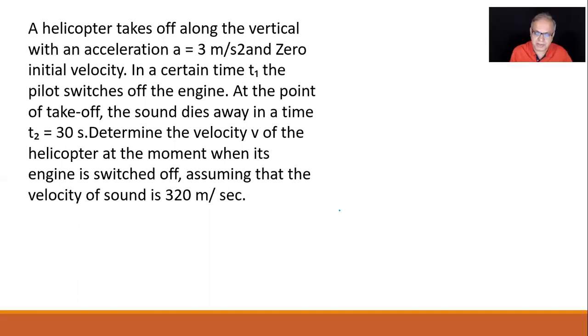Look, a helicopter takes off from the ground with an acceleration A equals 3 meters per second square. Don't worry about what about G. It's overcoming G and a net acceleration is produced upwards, 3 meters per second square, with 0 initial velocity. In a certain time T1, the pilot switches off the engine. Somewhere here the helicopter is, for example. At T1 here, the engines are switched off.